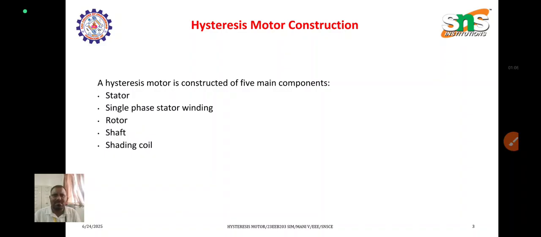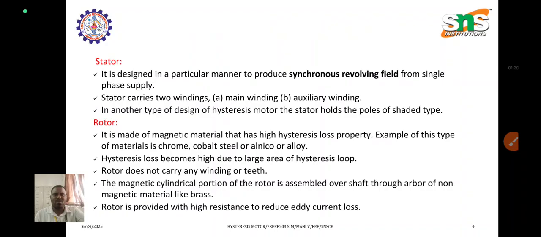In the construction, there are 5 main components: the stator and stator winding, which is a single phase winding, the rotor, a shaft, and a shading coil. These are the components of the hysteresis motor. The stator is designed to produce a synchronous revolving field from a single phase supply, not a 3-phase power supply. So with the help of a single phase power supply, we have to induce the synchronous revolving field.